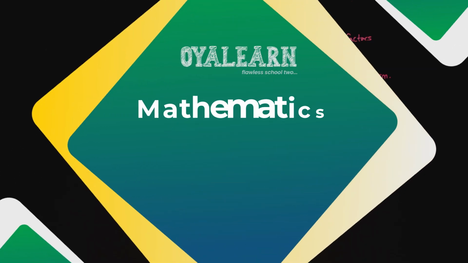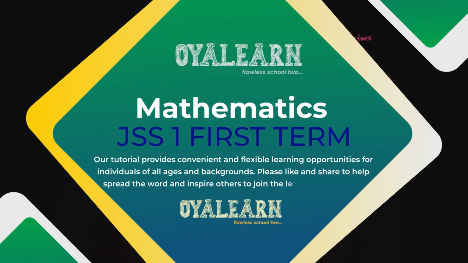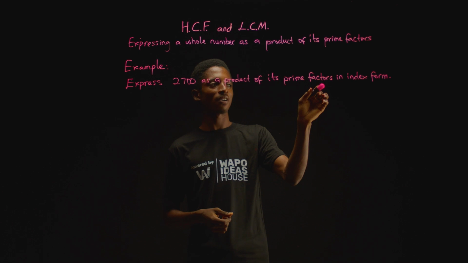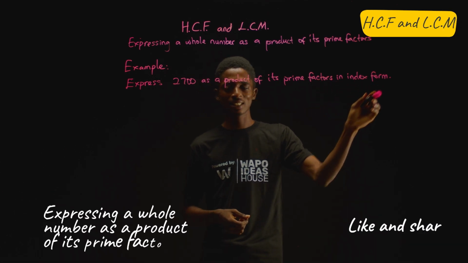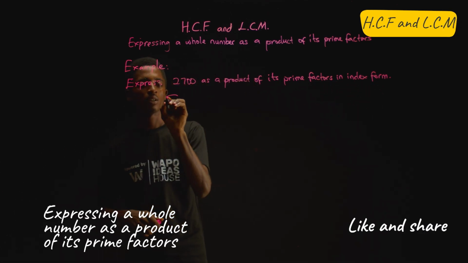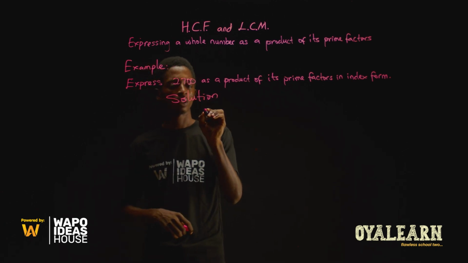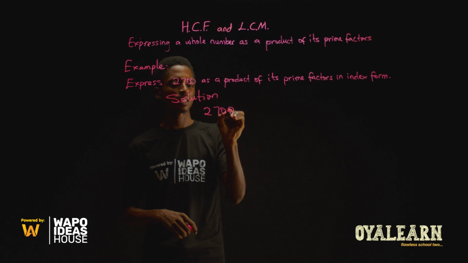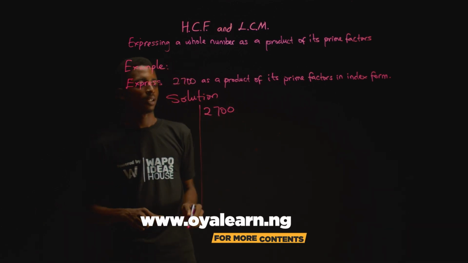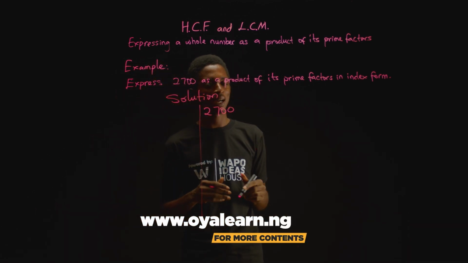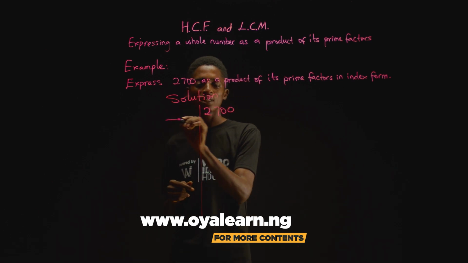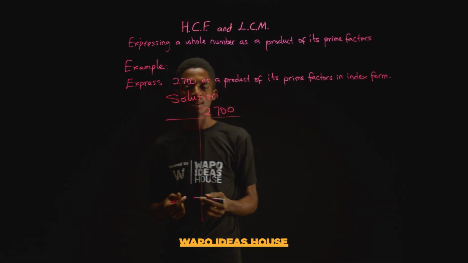Now let us express 2700 as a product of its prime factors in index form. Solution: 2700. Now when it is an even number, know that it is always divisible by 2 without a remainder.